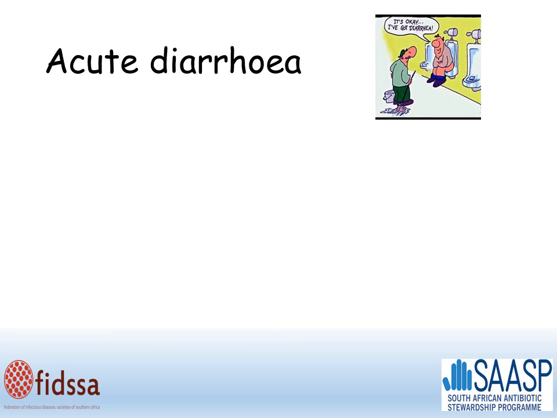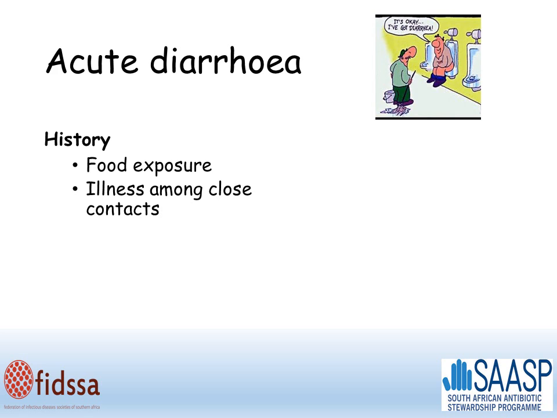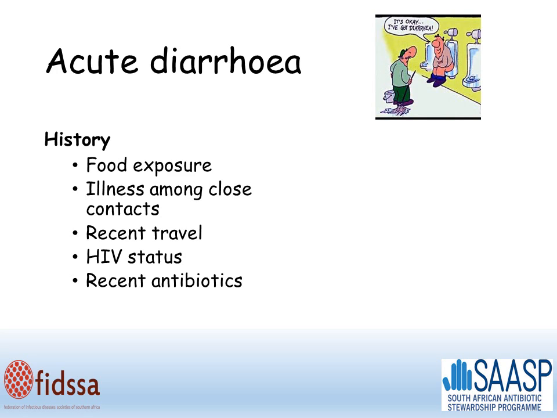When seeing a patient with acute diarrhea, it's important to take a thorough history. This is to help you determine the etiology of the diarrhea as well as for public health reasons. So you should ask about exposure to food and illness among close contacts to see if this is part of a foodborne illness outbreak. You should also ask about recent travel, as foreign travel predisposes patients to certain pathogens. You should ask about HIV status and about the use of recent antibiotics.